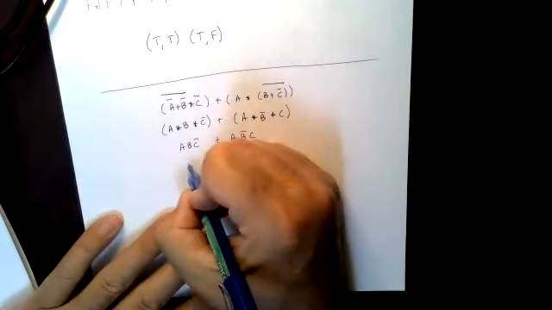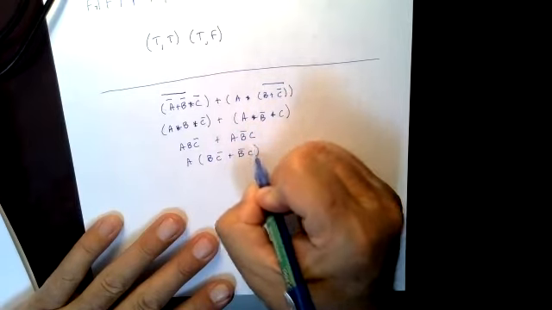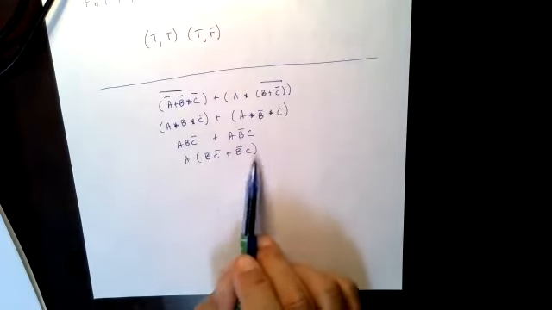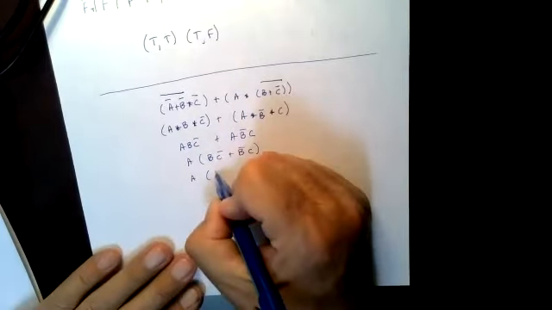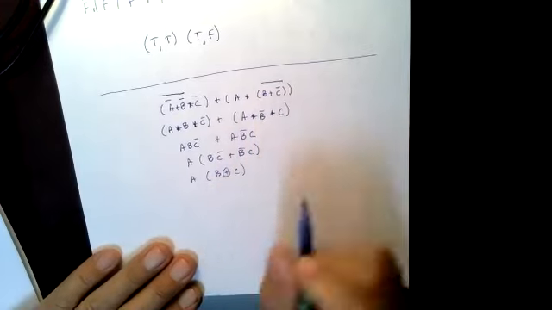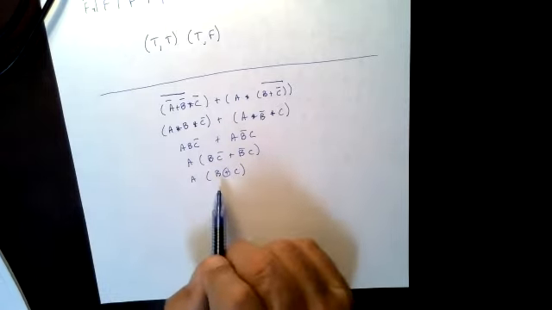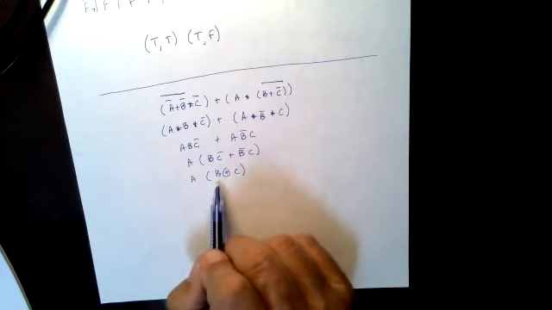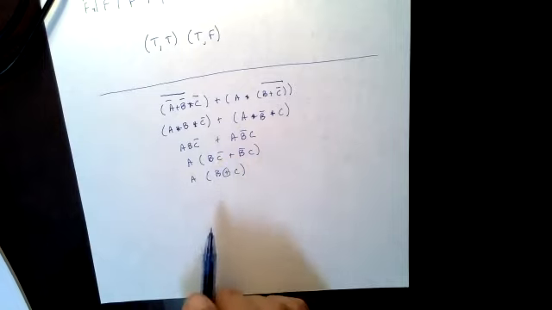Back to work. I'm going to pull out the A. I'm left with B, C naught plus B naught C. First times the naught of the second plus the naught of the first times the second. That looks kind of familiar. What is that? Is that in fact exclusive OR? Double checking. Exclusive OR says this becomes the first times the naught of the second plus the naught of the first times the second.